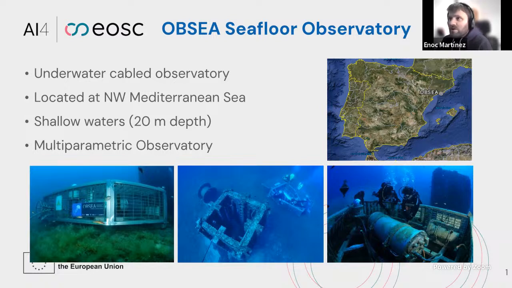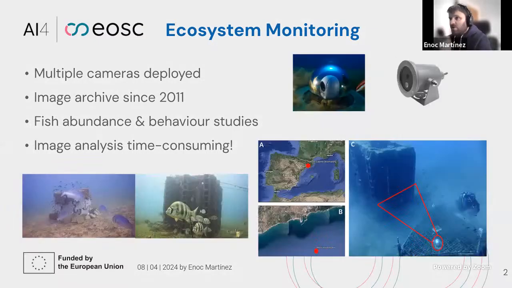It is close to the coast at a depth of 20 meters, and we acquire a lot of different parameters there, from temperature and salinity to chemical compounds in the water, but we also have video cameras, and we are using these cameras to do ecosystem monitoring. We have been acquiring pictures since 2011, first with low resolution cameras, now with 4K cameras, and we use these pictures to assess the health of the ecosystem by doing fish abundance and behavior studies. As you can imagine, analyzing tens of thousands of images is a very time-consuming task.